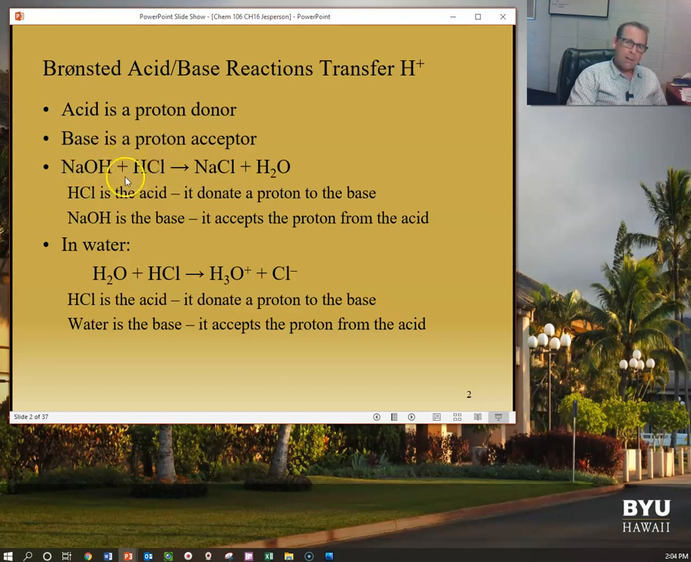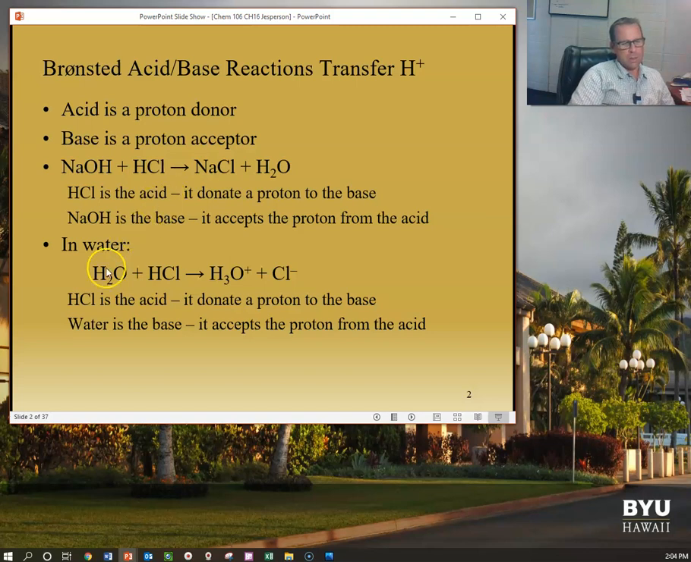Now HCl, hydrogen chloride, is a molecular compound. However, when it's placed in water, it behaves ionically in that it separates into its ions.